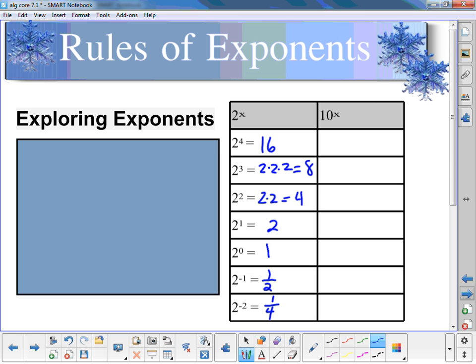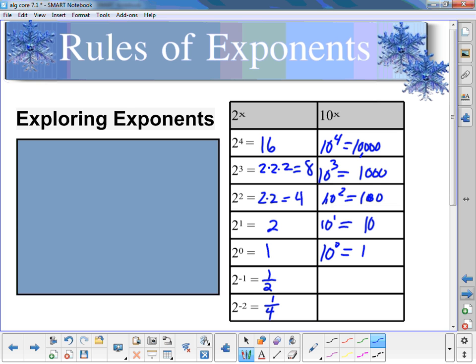So now let's look at 10 to the x. So 10 to the 4th is 10,000. 10 to the 3rd is 1,000. 10 to the 2nd is 100. 10 to the 1st, I should maybe have written these in there, is just 10. So let me go back and write those in. 10 to the 4th is a 1 and 4 zeros. 10 to the 3rd is a 1 and 3 zeros. 10 to the 2nd, 10 times 10, is 100. 10 to the 1st is 10. 10 to the 0, again, anything raised to 0 is 1.